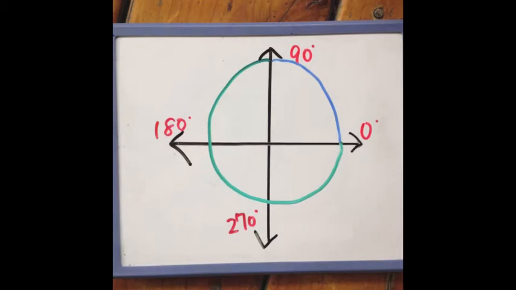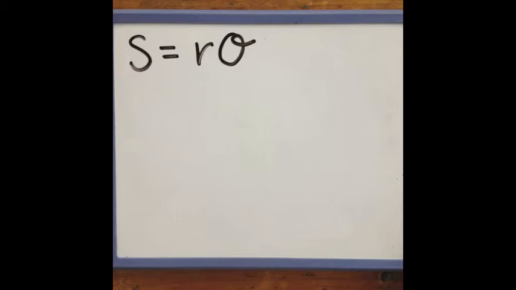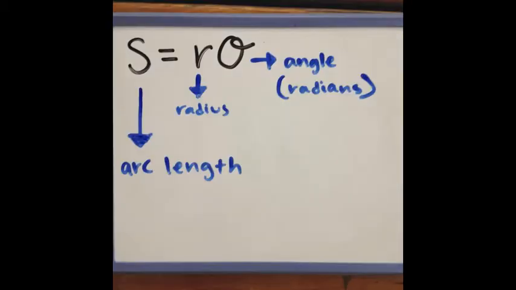Yay, we're here! I have a question. Is going inside the same as going all the way around? In order to figure that out, we have to find the length of the blue arc. That equation is S equals R theta. S is the arc length, R is the radius, and theta is the angle in radians.